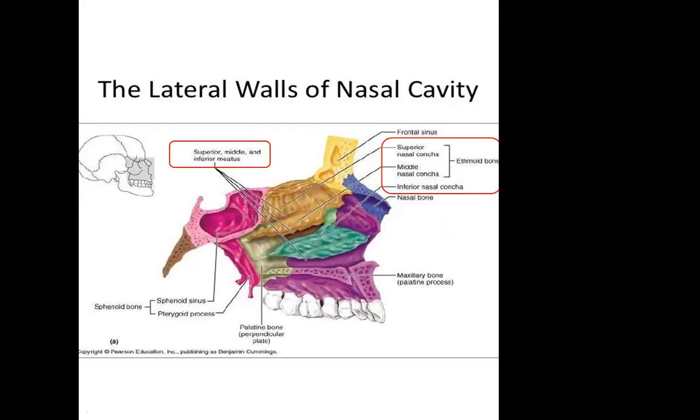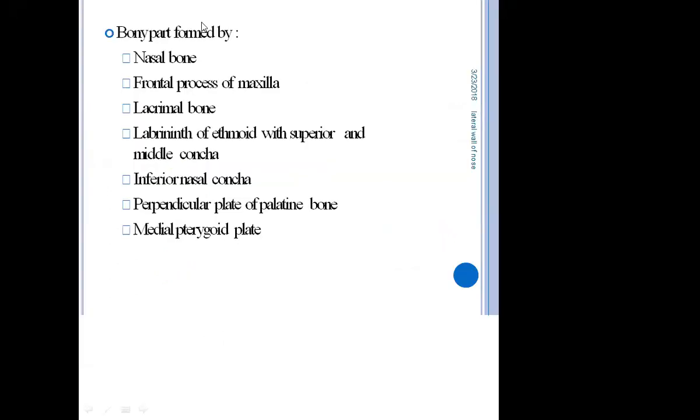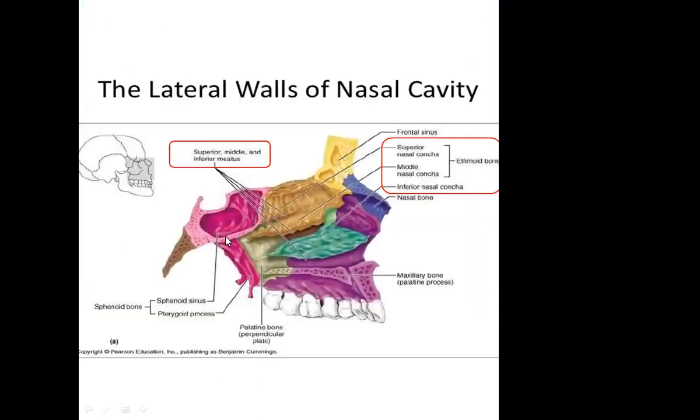What are the bones which form the lateral wall of the nose above? These are the nasal bone, the frontal process of maxilla, lacrimal bone, and the labyrinth of ethmoid with superior and middle conchae, and the inferior nasal concha. Inferior nasal concha is a separate bone, not part of the ethmoid, but both the superior and middle conchae are parts of the ethmoid bone. Then we have the perpendicular plate of palatine bone and medial pterygoid plate of sphenoid bone.